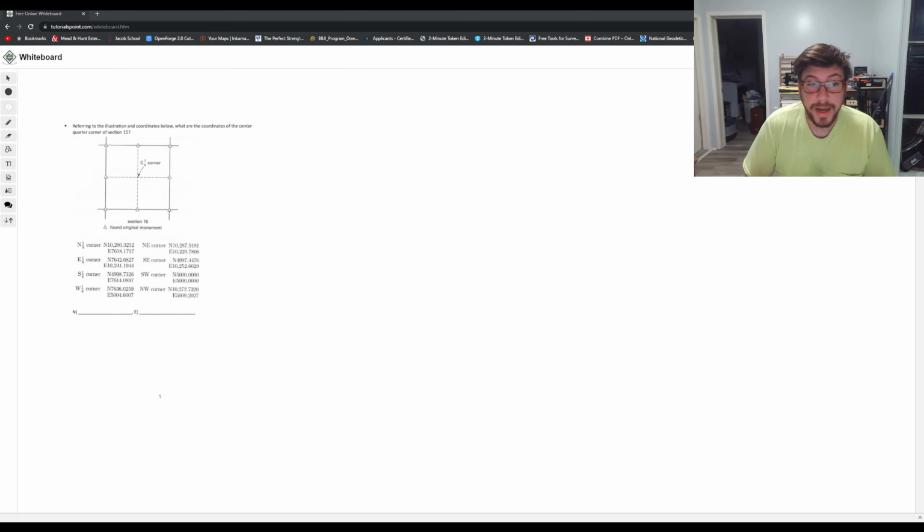And this right here is one of the examples. There are videos for how to do single proportional measurements. There are videos on how to do double proportion measurements. I couldn't find a video on how to calculate the center quarter corner coordinates. And I said that right because I'm reading it right there.